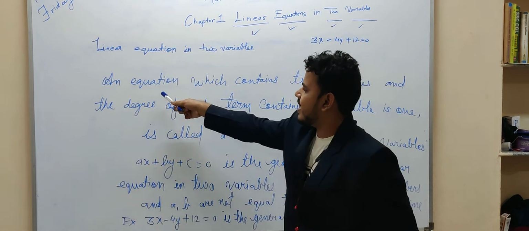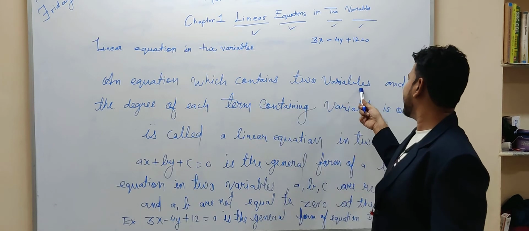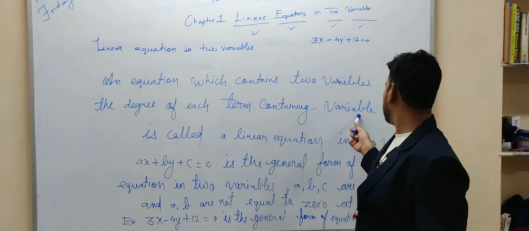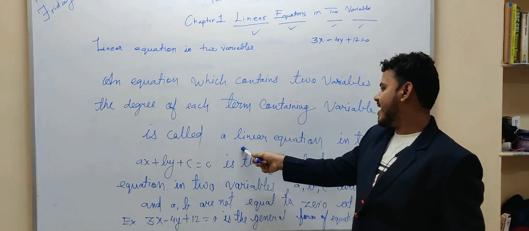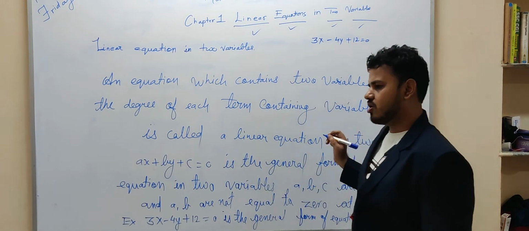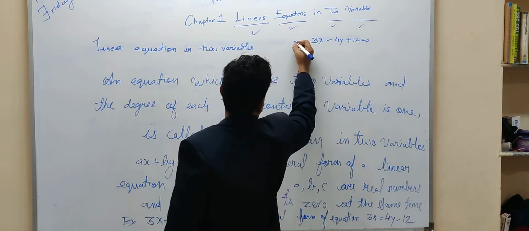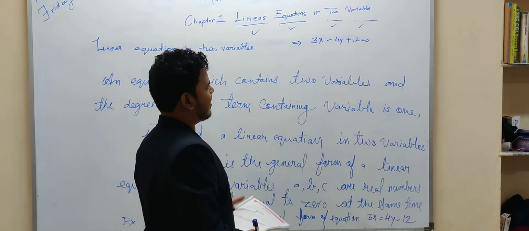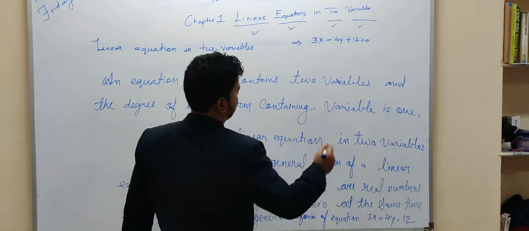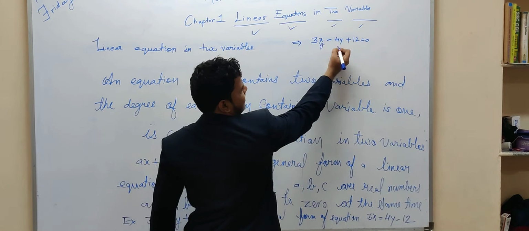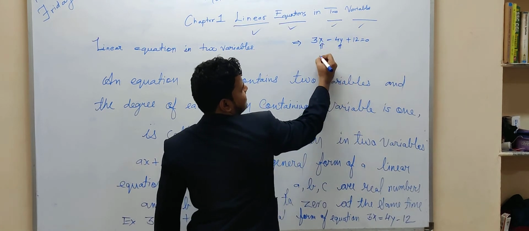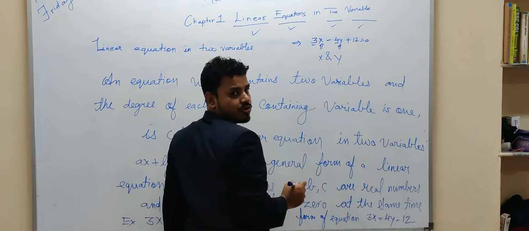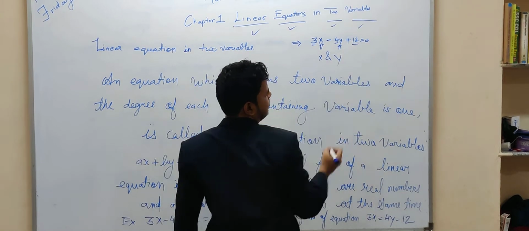So what is the definition? An equation which contains two variables and the degree of each term containing variable is 1 is called a linear equation in two variables. So here we have the equation in the form of ax plus by plus c. Here x and y are variables, and 3 and minus 4 are the coefficients. This is the constant term.